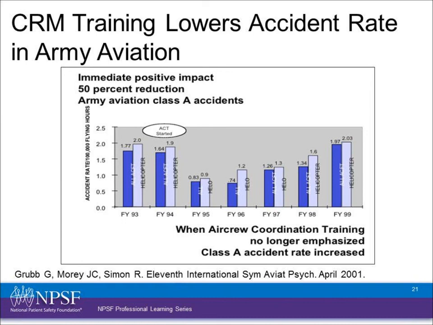Army aviation. If you look on the left, that's the accident rate per 100,000 flying hours before the introduction of what was called ACT, Air Crew Training with simulation. And after the introduction of ACT, the accident rate dropped dramatically. And then, for some reason, the money ran out in the program, and within a few years, they were back to the same accident rate. But this is a dramatic illustration of what the impact of both CRM and simulation training can be.